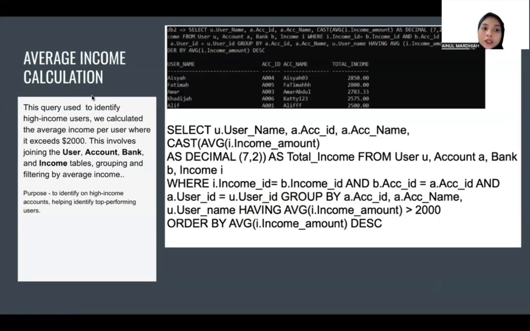And then average income calculation. This query is used to identify high income users. We calculate the average income per user that exceeds 2,000. So first we select username, account name, and account ID, and then calculate the average of income amount, group by account ID, account name, and then having average of income more than 2,000, and order by average of income amount in descending order.